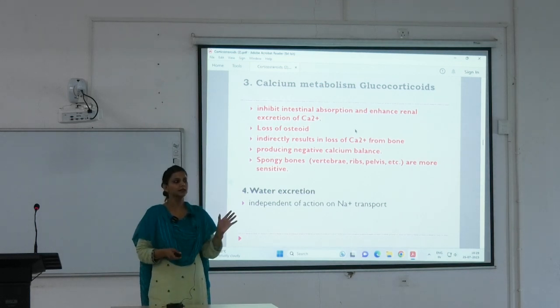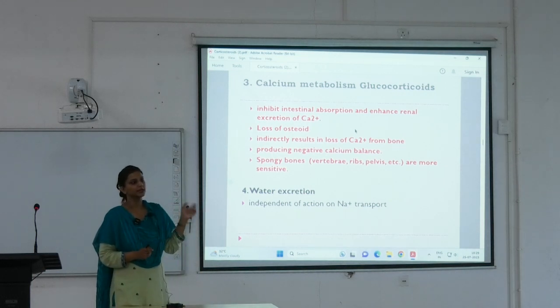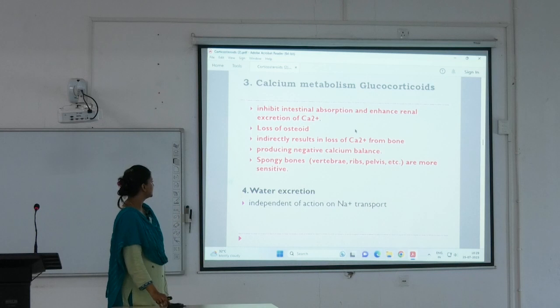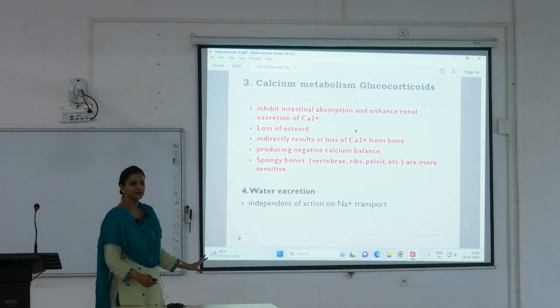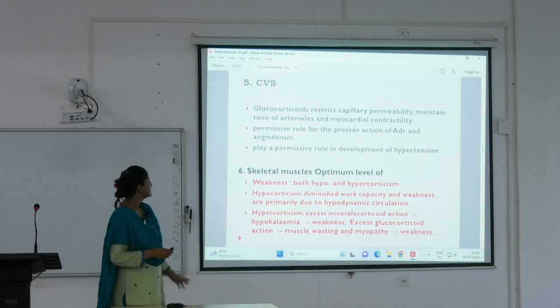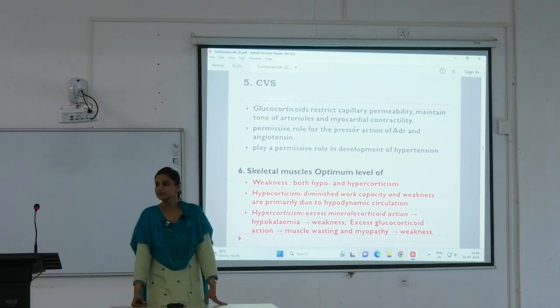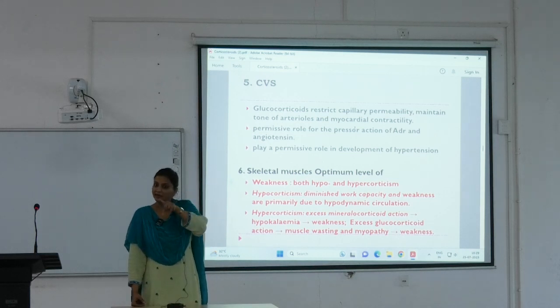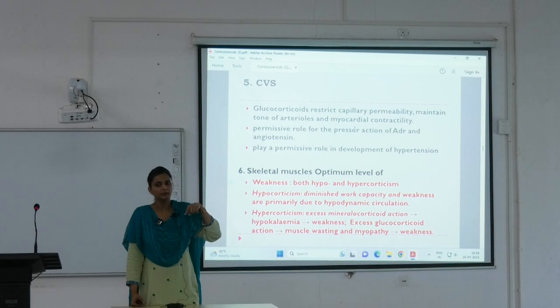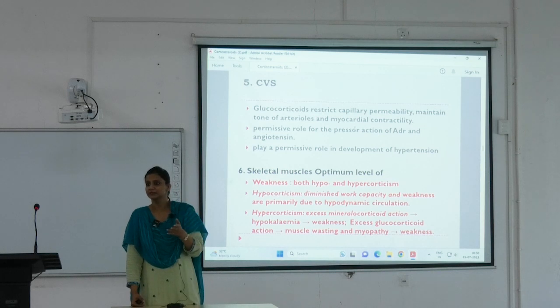Okay, so this is the action of glucocorticoids on calcium. Water excretion is independent of the action of sodium transport. What do glucocorticoids do in the CVS? They have a permissive effect on adrenaline. Adrenaline controls the blood pressure, so it will increase it. So cardiac output increased, blood pressure is increased. By glucocorticoids, not because of a direct effect, but permissive action.